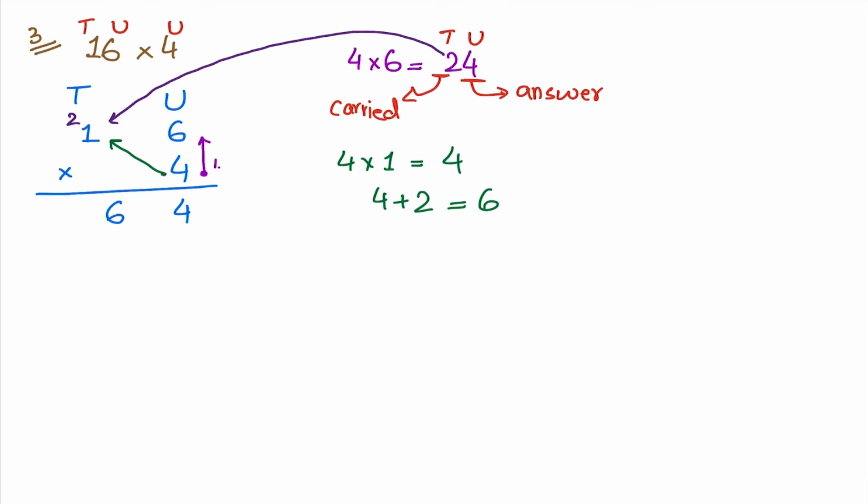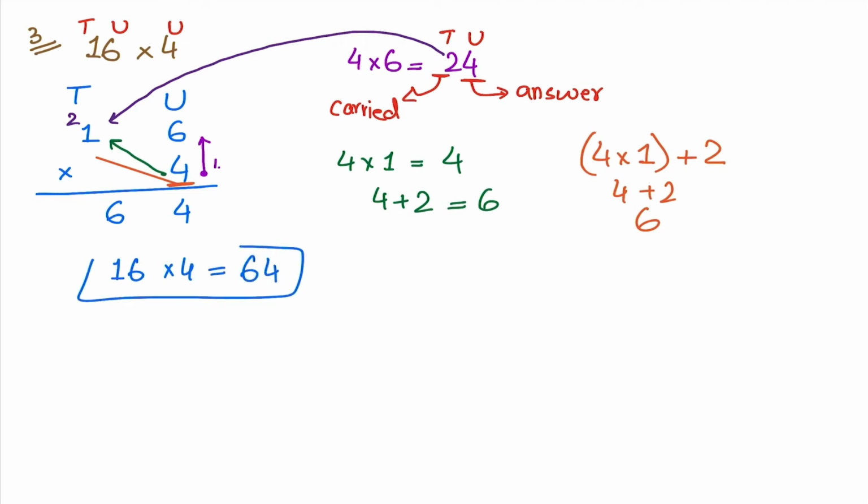Let me repeat. What we will do is we will multiply the number 4 with this number, and after we multiply 4 times 1, we will add 2 to the result. Okay? That's how we obtained 4 plus 2 is equal to 6. Alright? So the result of 16 times 4 is equal to 64.